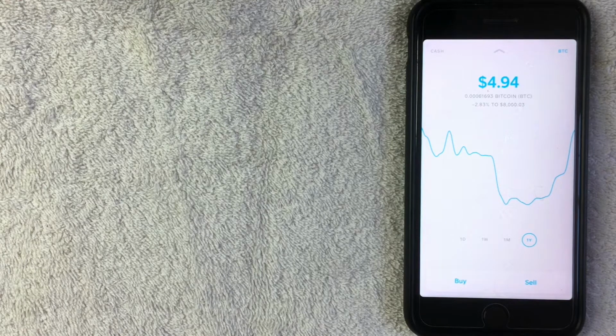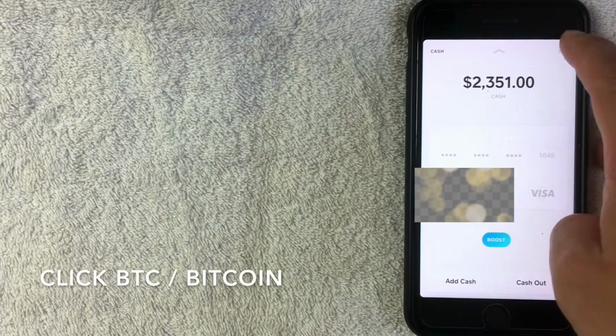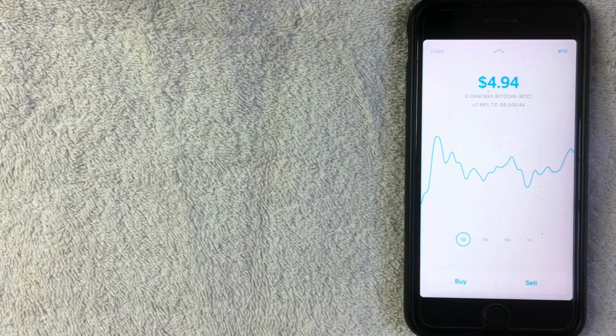So just to kind of go back over that, how you find the Cash App Bitcoin chart is you just click right here on the balance here in the middle. And then on the top right, click Bitcoin. And then there you go. You have the Bitcoin chart in Cash App. You can change it to 1 day, 1 week, 1 month, or 1 year.